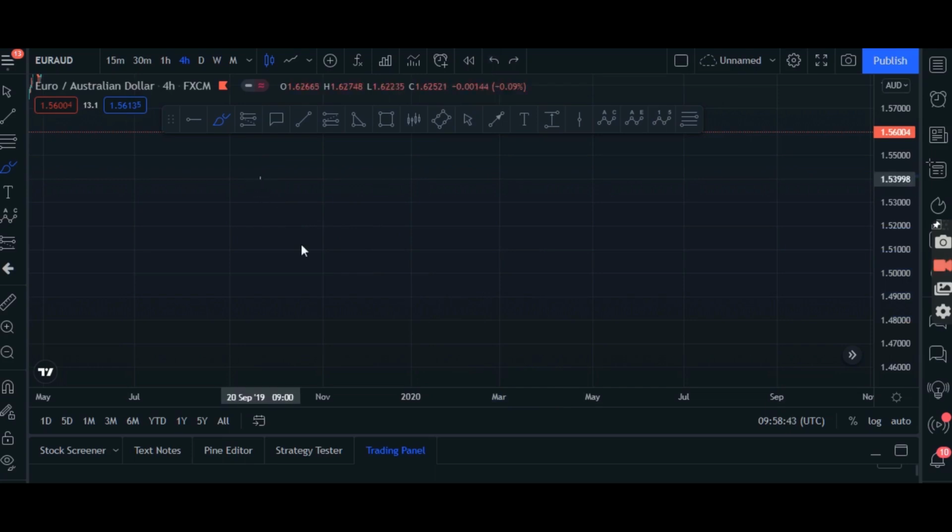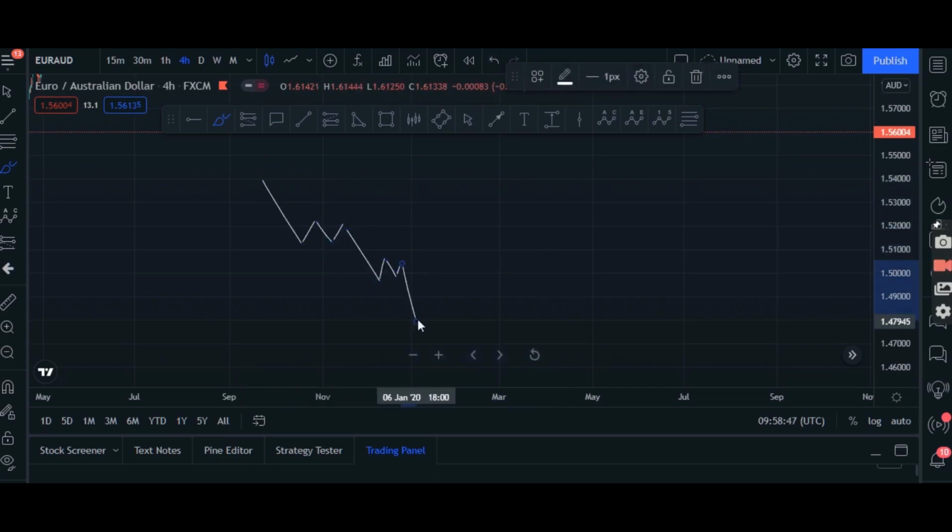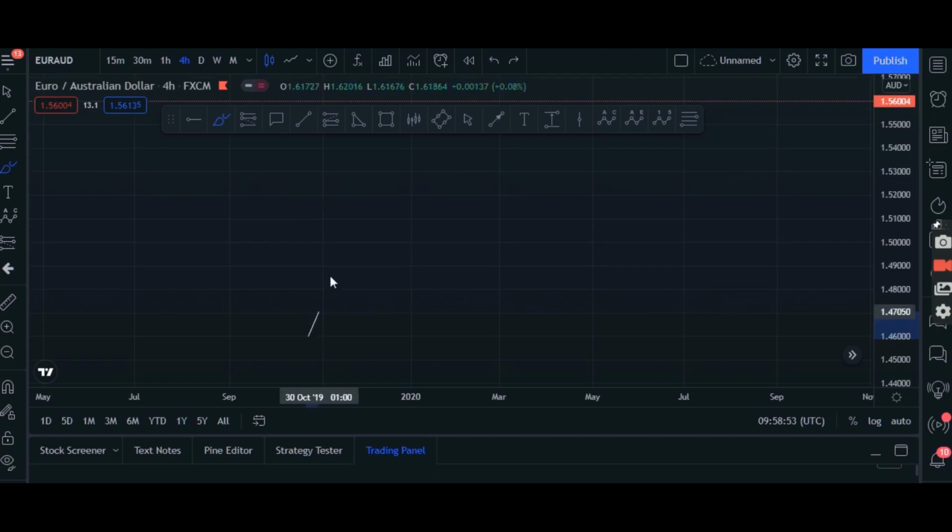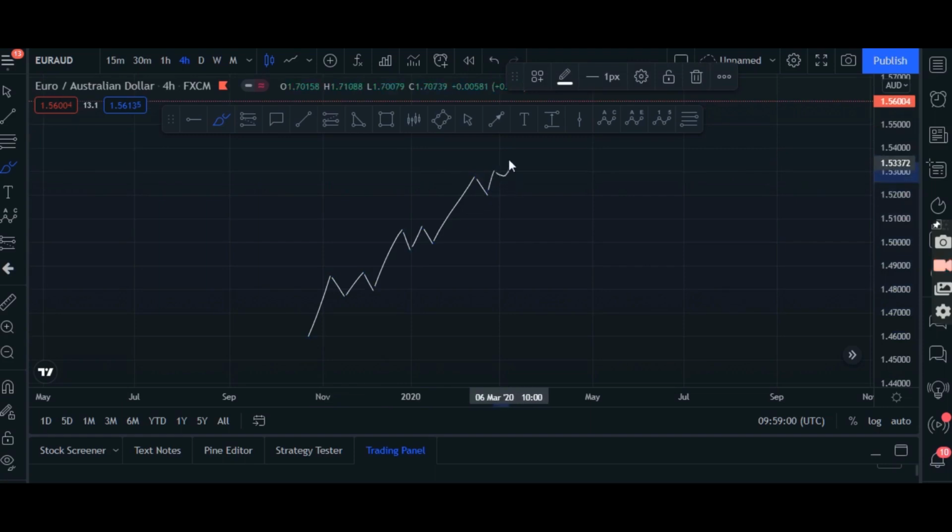That's to the downside: impulse, correction, impulse, correction, impulse, correction. This is to the downside, guys. The same thing happens to the upside, right? Impulse, correction, impulse, correction, impulse, and then a correction. Natural progression of the market always, guys. So the most significant things to spot and understand are these Elliott wave patterns. Let me show you guys.